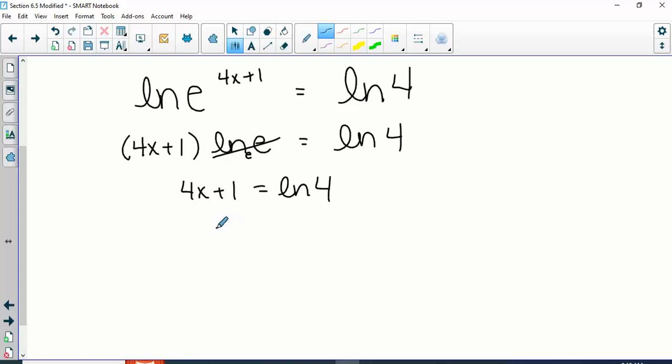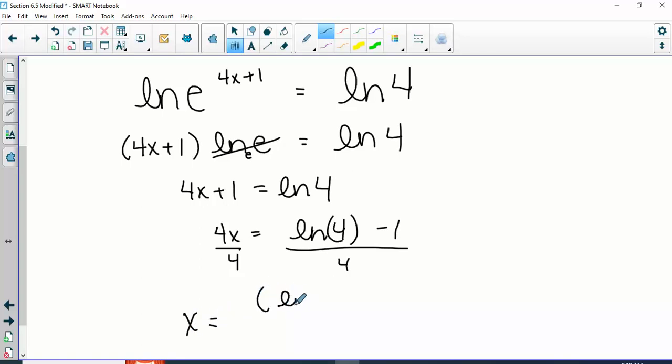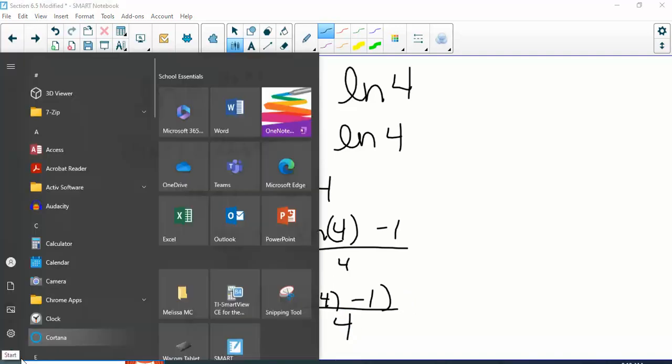So then to get x by itself, subtract our 1. So we have the natural log of 4 with a minus 1 on the end, and then we divide by 4. Okay, so if you're going to type this in, you need to put it in like that if we're using parentheses.